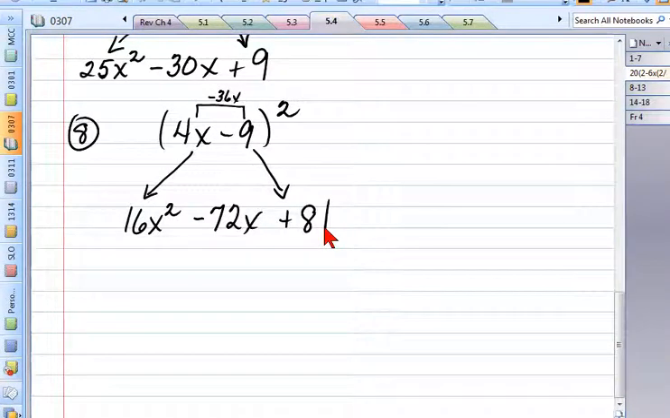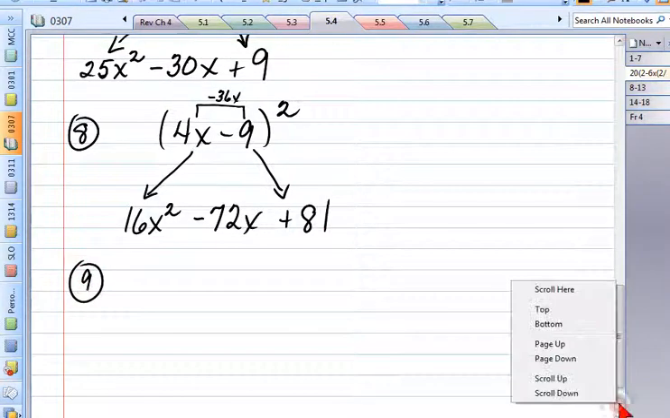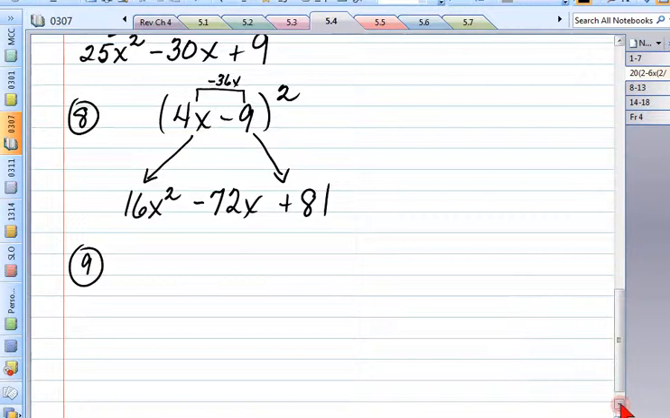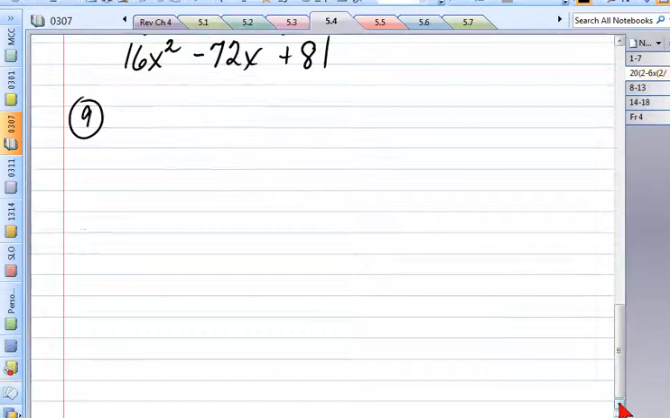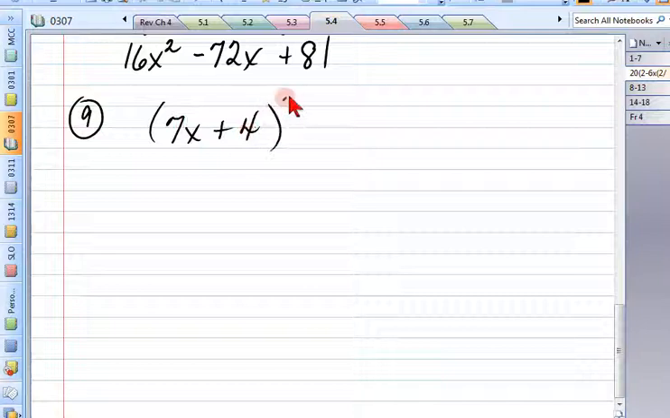All right, let's do one more. I'll be quiet and let you do it. What about 7x plus 4 quantity squared?